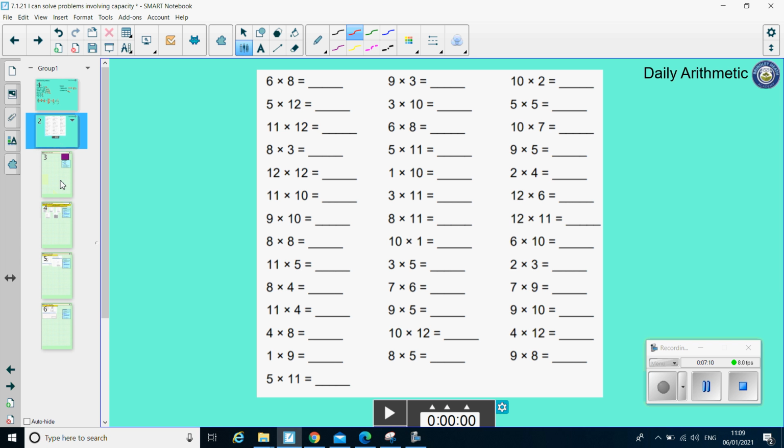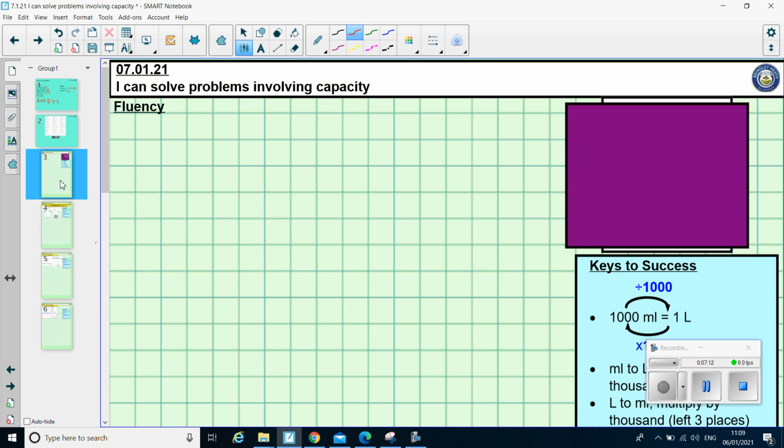Now we're going into the main part of our lesson. So as I said at the beginning of the video, our I can today is I can solve problems involving capacity. So just like we did yesterday, today we're going to be converting. Yesterday we converted between grams and kilograms. Today we're going to be converting between millilitres and litres.